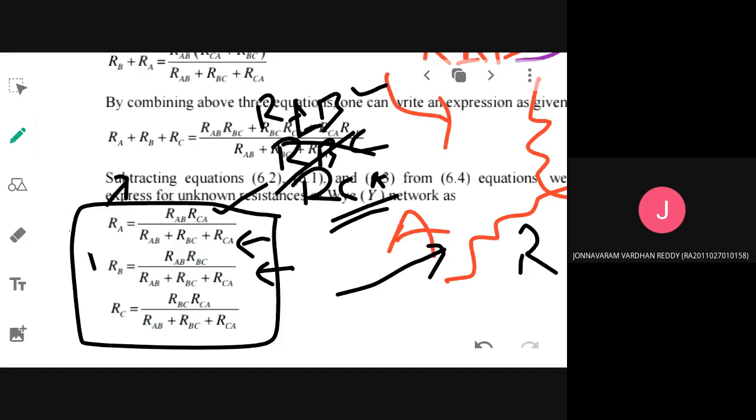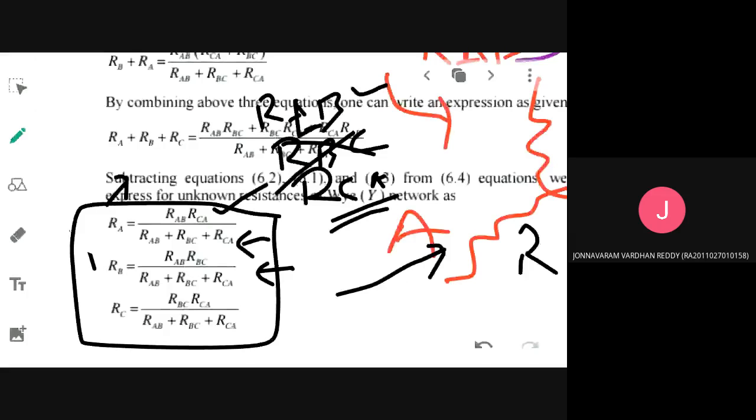If you want to write RC, again, whichever terms have C in their notation, you include those terms as a product in the numerator. They have left out what term again? AB. Okay, in the denominator, again, the sum of all the resistances. This is an easy way to remember the formula.